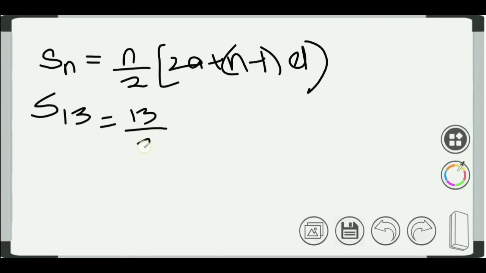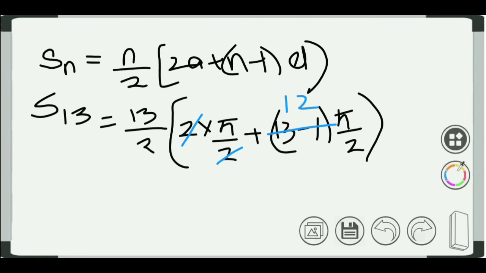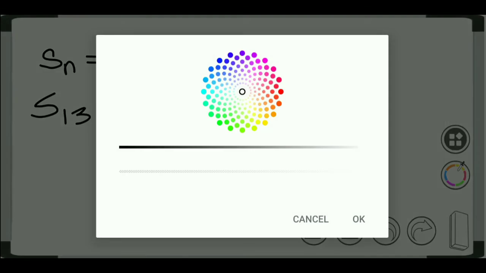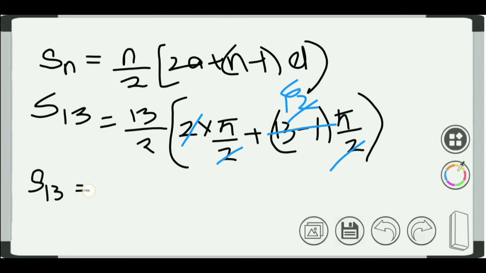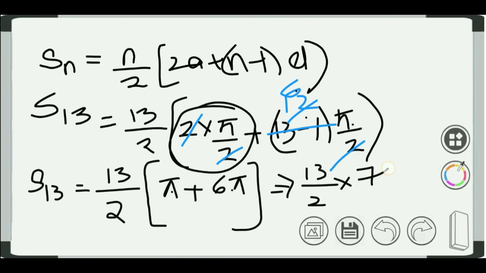So 13 by 2 into 2a. A is what? Pi by 2. So 2 into pi by 2 plus n is 13, 13 minus 1 into d. D is what? Again pi by 2. See, the 2 got cancelled. 13 minus 1 is 12, 2 into 6 is 12. So I am writing S13 is equal to 13 by 2 into, see what is remaining here? Only pi. So pi plus 6 pi. What is pi plus 6 pi? 6 plus 1, 7. 7 pi. So it is 13 by 2 into 7 pi.